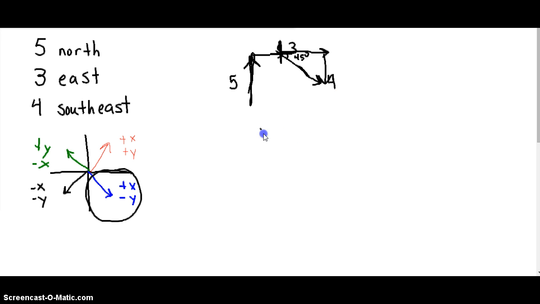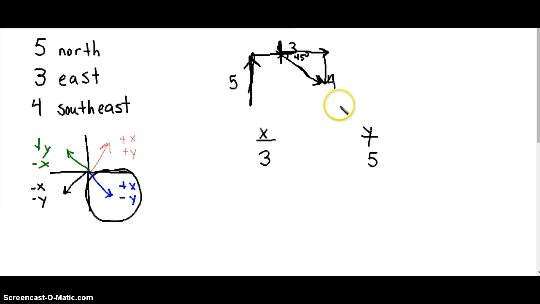So let's do what we did before, add up all of our x's and all of our y's. So let's look at this first vector, 5 paces to the north. There's no paces in the x direction, they're all in the positive y direction, so we'll put 5 under our y. Let's look at this second vector, 3 paces to the east. Again, there's no movement in the y direction, so we're not going to add anything to our y total. But in the x direction, there is movement, 3 in the positive direction.